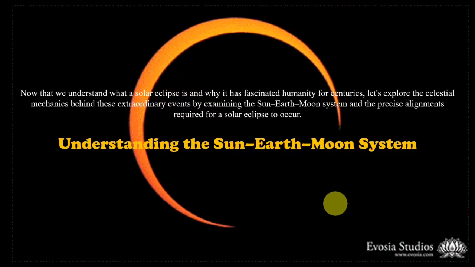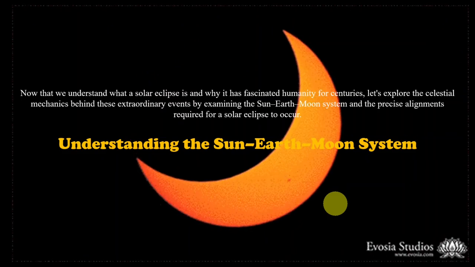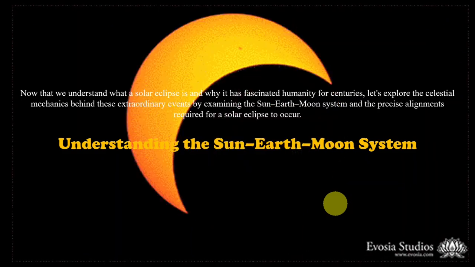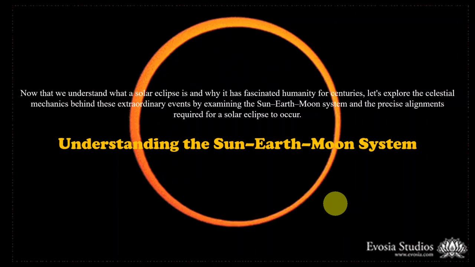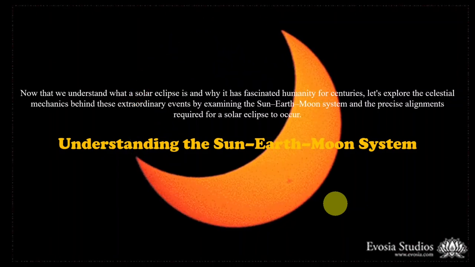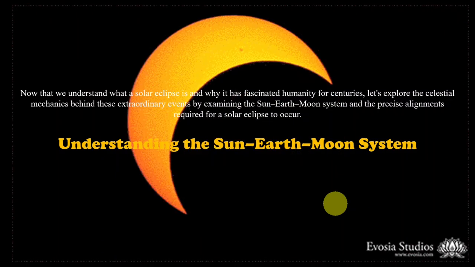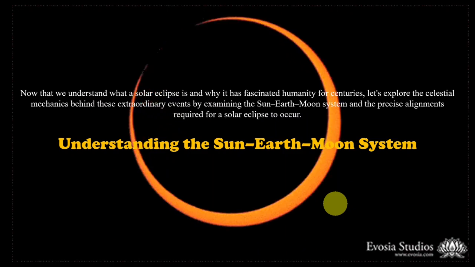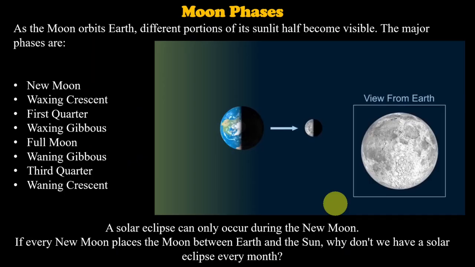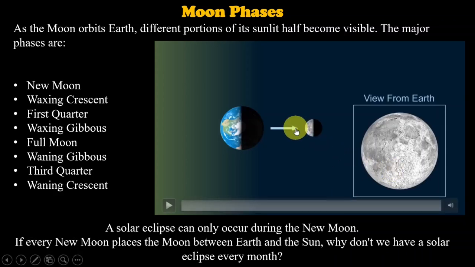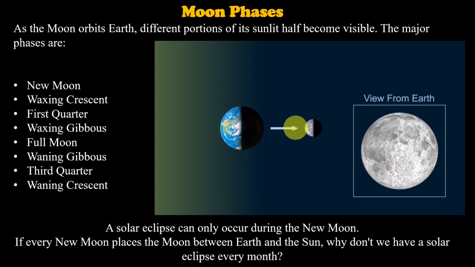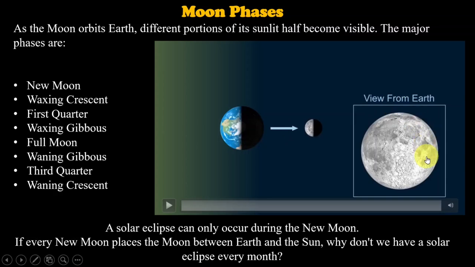Okay. So now that we have understood what a solar eclipse is and why it has fascinated humanity for centuries, let us now explore the science behind the eclipse. To begin, we have to understand lunar phases, because as the moon orbits the Earth, we see different portions of it shine.